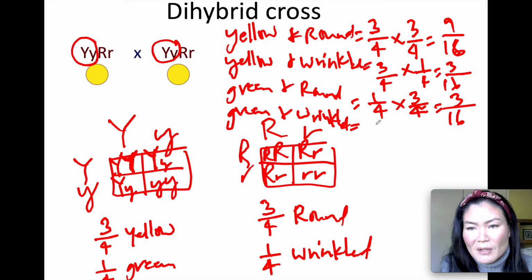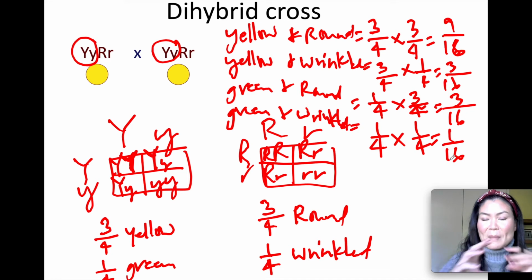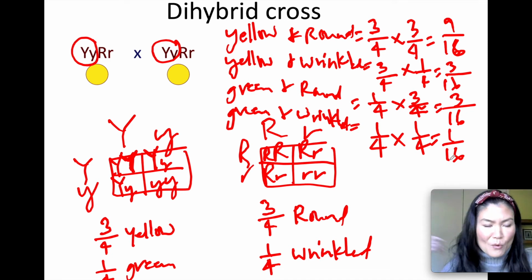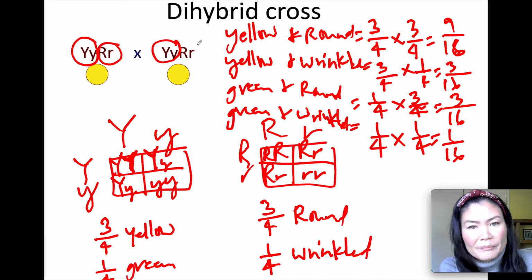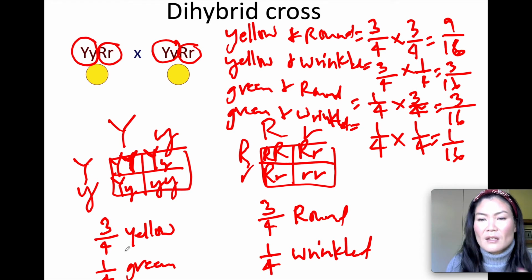I hope not. Green is going to be 1/4 times wrinkled, which is also 1/4. That gives me 1/16. Okay, and that gives me the same answers as if I did that massive 4x4, 16-square Punnett square. In a dihybrid cross, if you could just separate the traits, the Y's from the R's, and just do 2 Punnett squares, and then do it with fractions. 3 out of 4 is going to be yellow. 1 out of 4 is going to be green. And then you just multiply them. You're going to get the same answers.